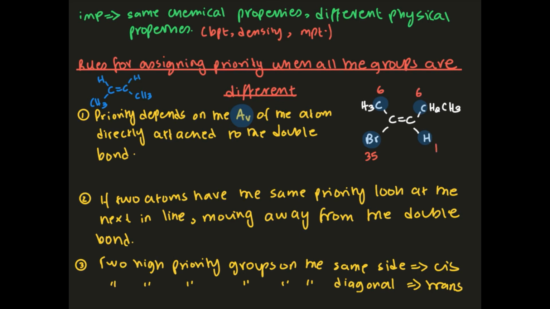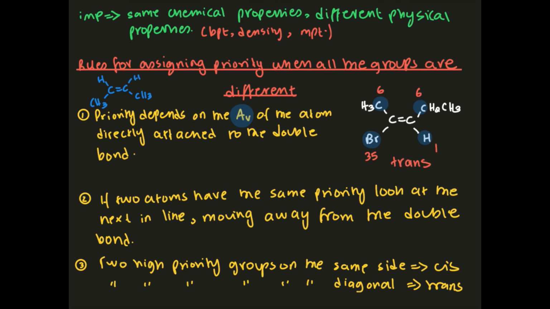So as you can see over here, this bromo group is going to have the highest priority on this side, and the carbon is going to have the highest priority on this side. So now if two high priority groups are going to be on the diagonal side, it's going to be trans, right? So in this case, this isomer is going to be classified as a trans isomer.